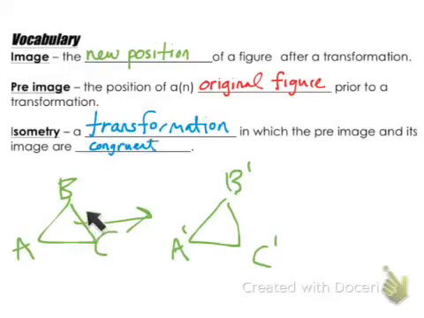So we just took the triangle ABC and we moved it to the right to create A prime, B prime, C prime. So the fact that we have the pre-image, the image, and the size and shape of the triangle did not change, this is called an isometry.